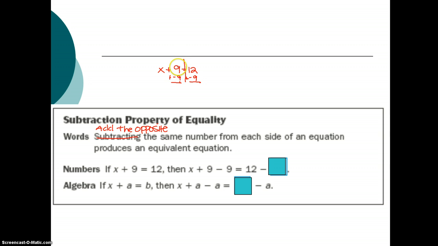What happens then is that 9 plus negative 9 equals 0, and that will cancel each other out. So you're just left with the x on the left side. And then 12 plus negative 9 is positive 3. So your answer is positive 3.